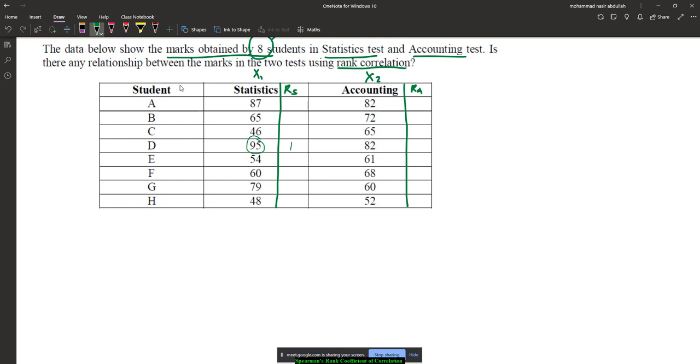87. 87 is number 2, and then number 3 is 79, and number 4 would be 65, number 5 would be 60, is it? Yep. And then number 6 will be 64, number 7 is 48, and number 8 is 46.